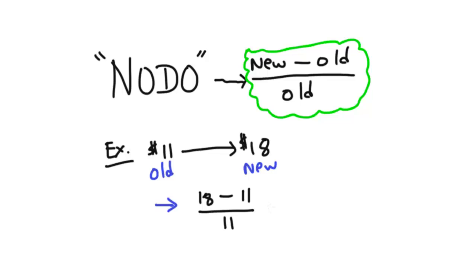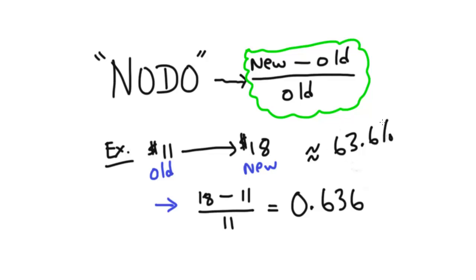And if you do that out, you're going to get 0.636, which is roughly 63.6%. So that's the percent change. You went from $11 to $18, and that's an increase of 63.6% roughly.